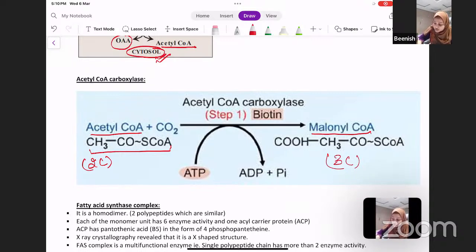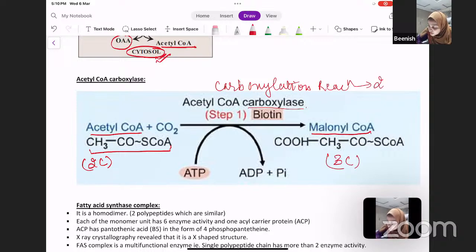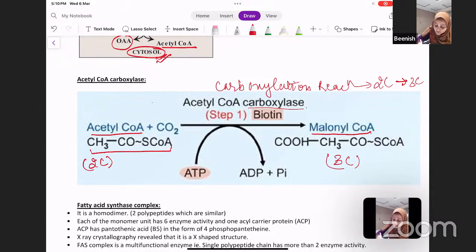So this is a carboxylation reaction. A carboxylase enzyme is being used, and this is a carboxylation reaction where a 2-carbon compound changes into a 3-carbon compound. So a carbon dioxide molecule is needed. So where is this carbon dioxide coming from? Bicarbonate donates this carbon dioxide. So this carbon dioxide is donated by a bicarbonate ion.